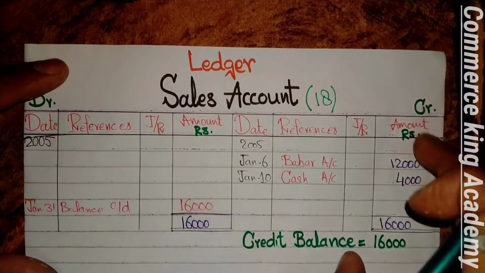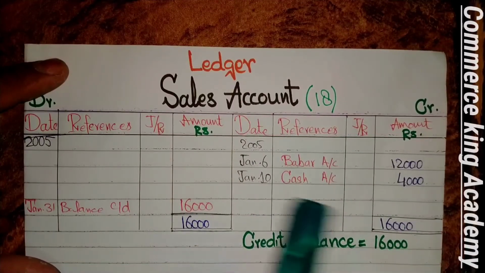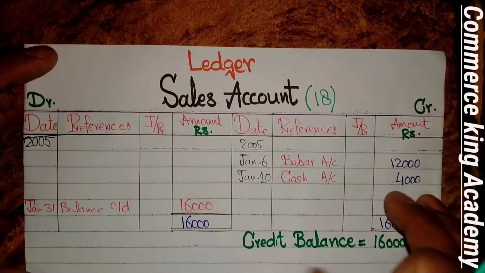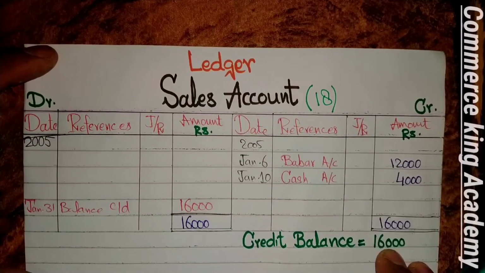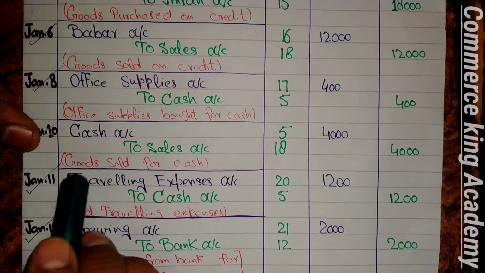So we have totals on the credit side and debit side columns. So we have a difference of total amount 16,000 rupees on the debit side. So the credit side is heavier than the debit side here. So ultimately we have a credit balance of sales account. Our next account is ready for making its ledger account, which is traveling expenses account.